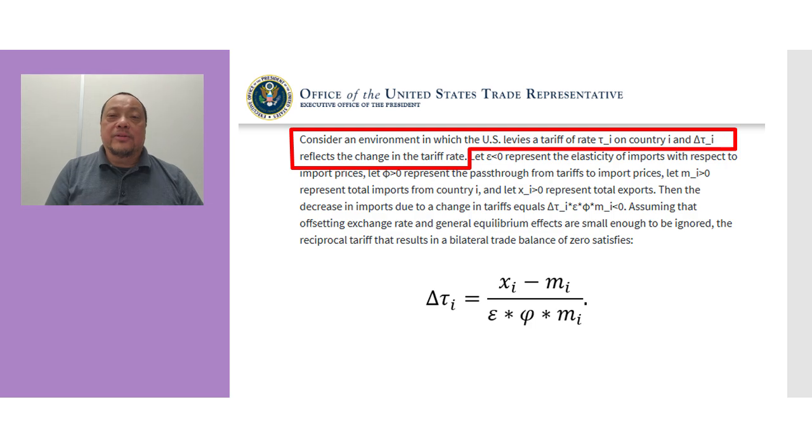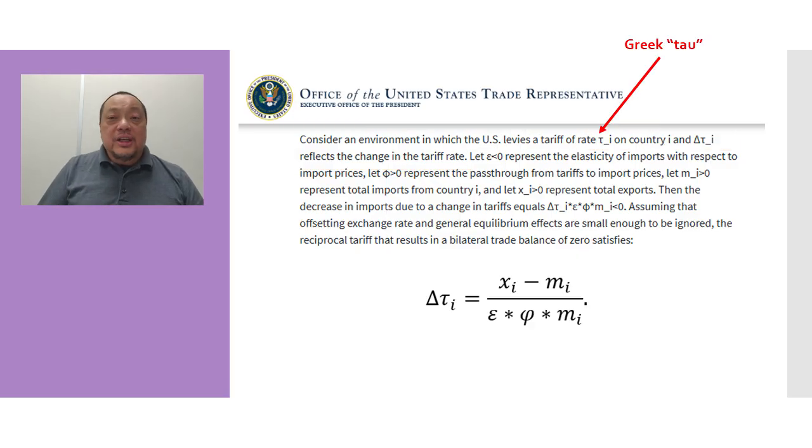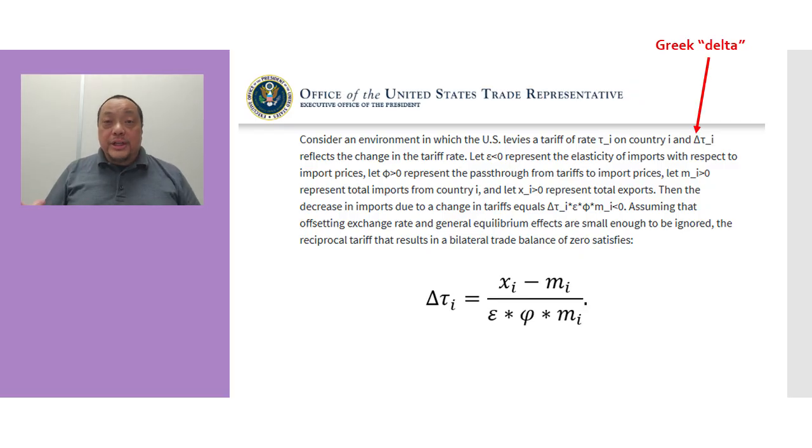Let's read this statement. Consider an environment in which the US levies a tariff of rate tau sub i on country i, and delta tau sub i reflects the change in the tariff rate. This here is the Greek letter tau. Tau is a Greek equivalent of our letter T. You can think of it as T short for tariff. The triangle here, which is a Greek letter delta, represents change. In this situation, delta tau means change in tau, change in tariff. And it equals how much the US will increase the tariff by.